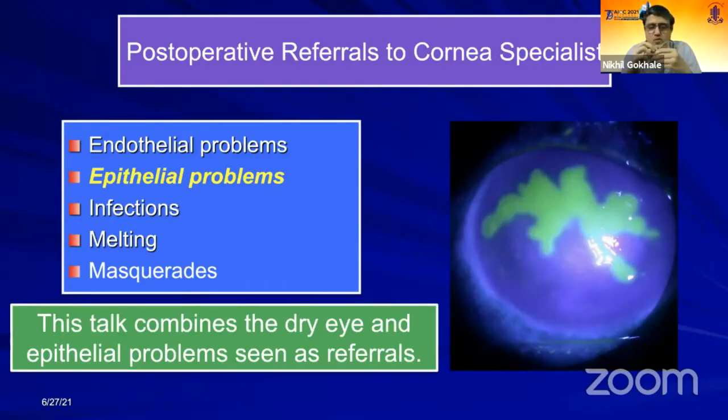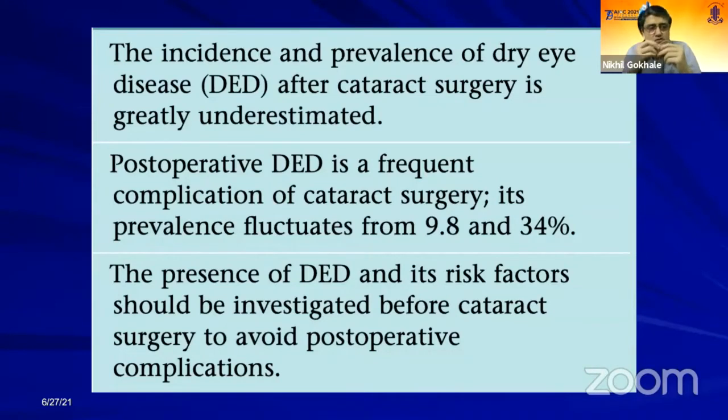Basically, what I put through in the next couple of slides is a talk where I would talk about dry eye following cataract surgery, and also about ocular surface problems, especially epithelial and corneal problems, which are related to dry eye, as I have seen in my practice as a referral. At the outset, we need to understand that the incidence and prevalence of dry eye after cataract surgery is greatly underestimated, and it can vary anywhere from 10 to 35%. And I think we need to look at all patients undergoing cataract surgery to see whether they have any of these factors either before or after surgery.